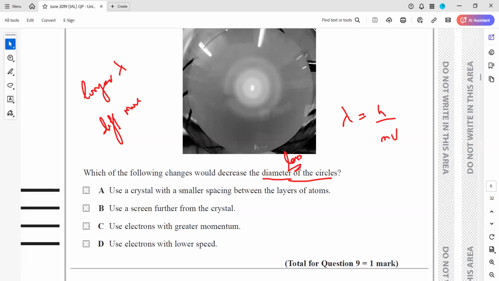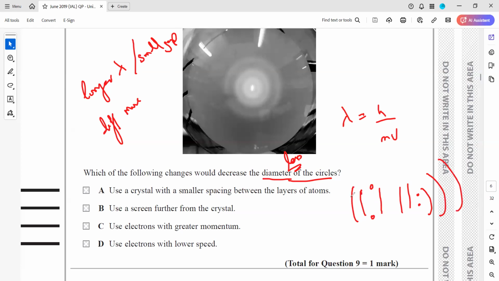So use a crystal with a smaller spacing. When the gap is small, like let's say this was the first crystal we used, then we use a smaller crystal. If we use a smaller crystal, it will diffract more as compared to this one. So this will cause more diffraction. If it causes more diffraction, then the diameter of the circles, or the spacing between these circles, will increase. But we want to decrease.